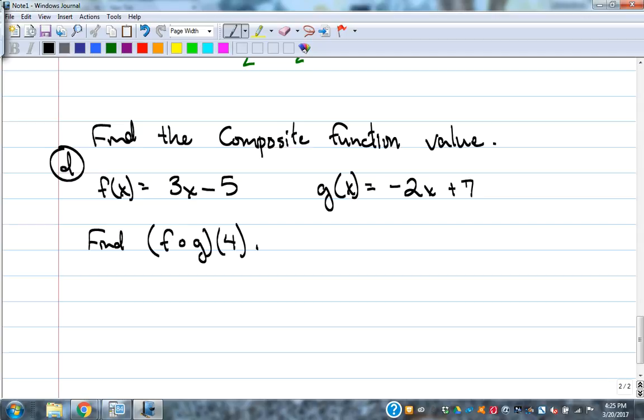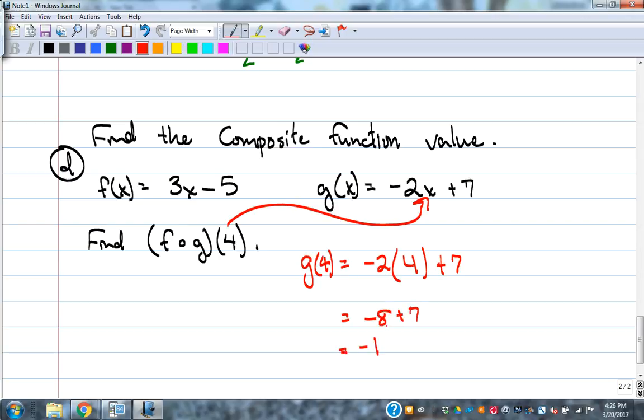With this, you do not have to find the composite function. You can if you want to. We're not worried about domain here. All we're worried about is finding a number answer. f composed with g of 4, positive 4. That's the x value. What you would want to do is think, oh, that just means take 4 and go to g first and work that out. So g of 4 is -2 times 4 plus 7. That's going to give me -8 plus 7, which is -1.